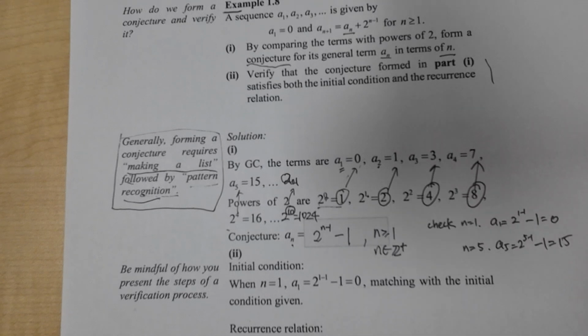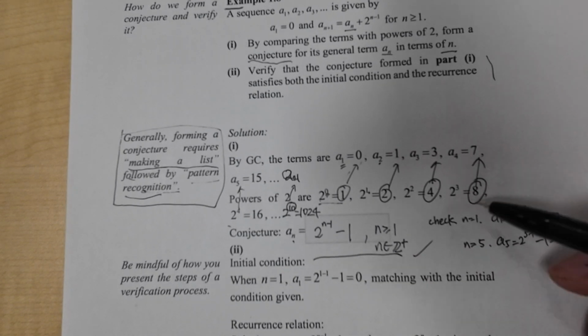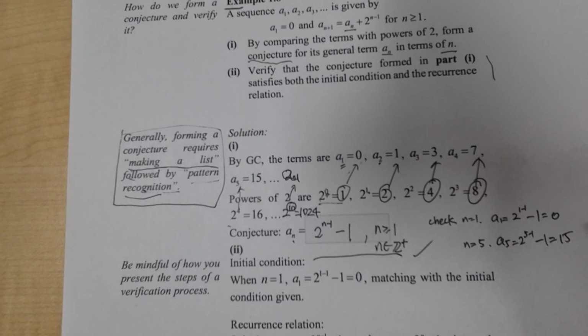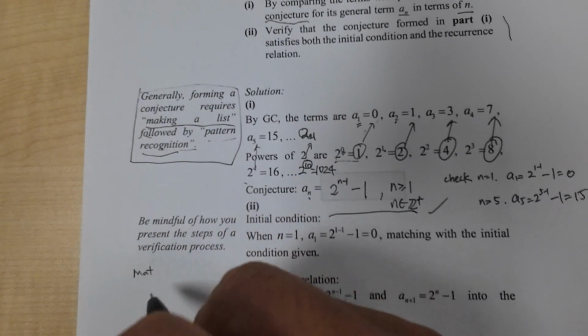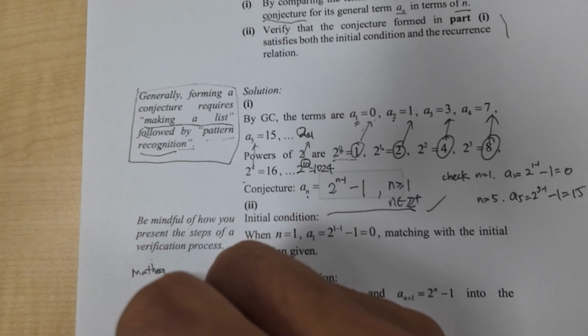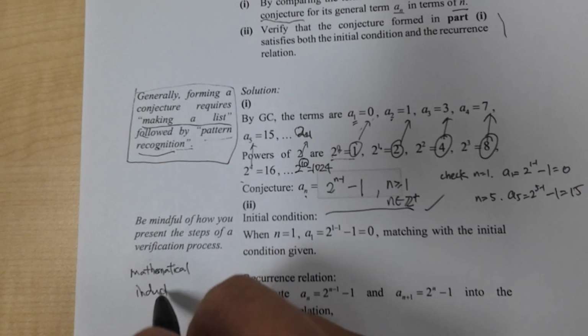Okay, so most likely my conjecture is correct, so I will keep this as the final answer. Of course, this verification process is incomplete because we only check 2 terms, right? How do we verify that this conjecture is correct for all the terms? So actually, if you are interested, you can read up on something called mathematical induction, which is not in the syllabus of H2 Maths, it is in H3 Maths.